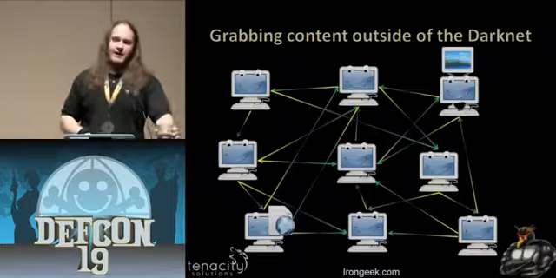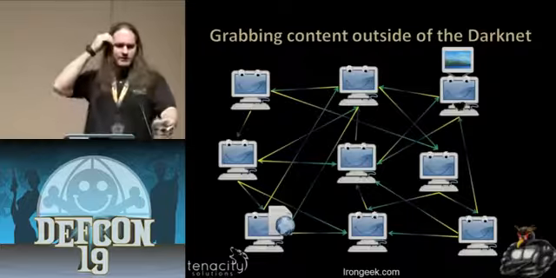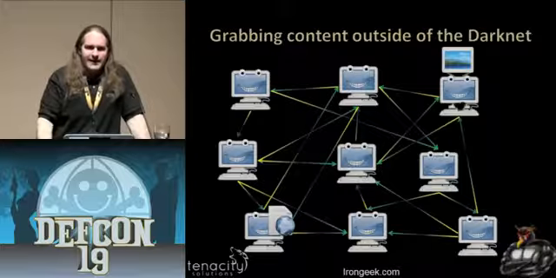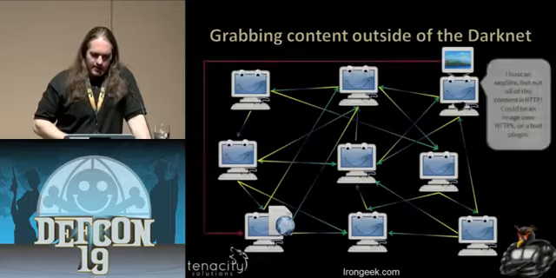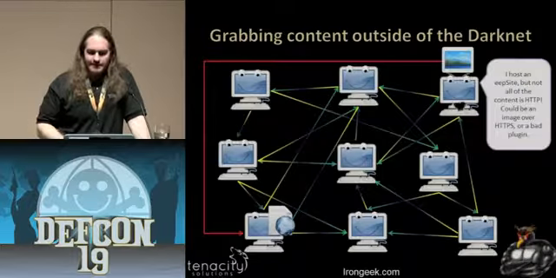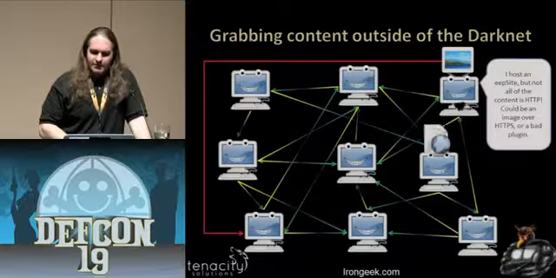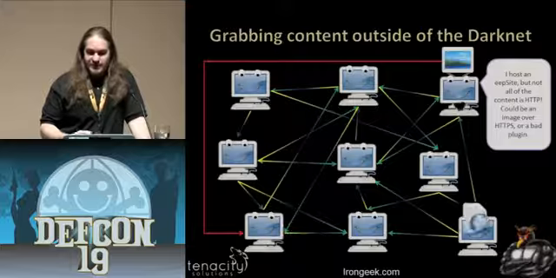Another thing is grabbing content outside the darknet. I stumbled across this while I was playing around with I2P and didn't exactly have all my settings done correctly. Essentially what happens is, let's say someone requests a hidden server or an eepsite, and that service happens to have some extra stuff embedded in it. This could be a plugin. It could be just an image.